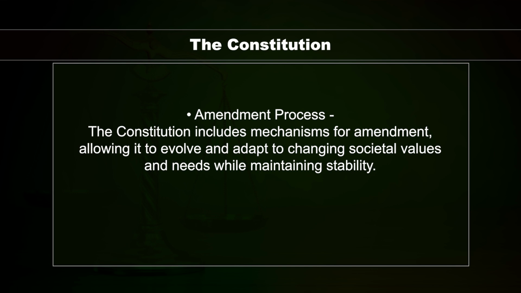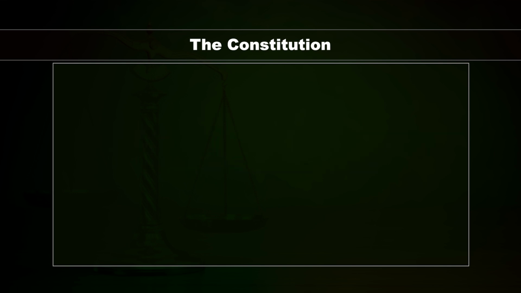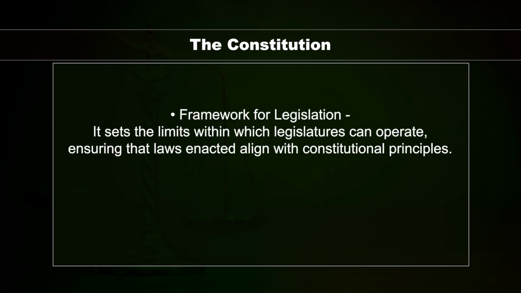Amendment process. The Constitution includes a mechanism for amendment, allowing it to evolve and adapt to changing societal values and needs while maintaining stability. Further, framework for legislation. The Constitution sets the limits within which the legislature can operate, ensuring that laws enacted align with constitutional principles.